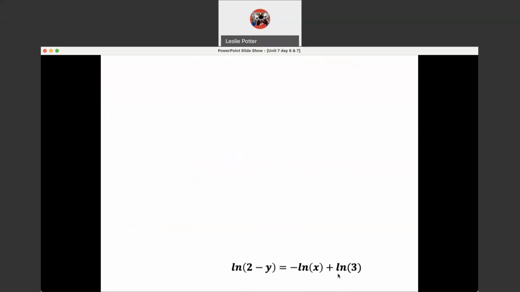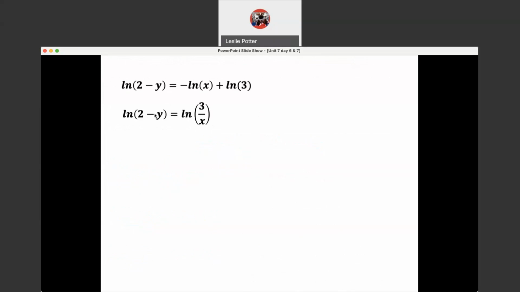Okay, so I'm going to start a new screen here. The first thing we're going to do is leave this alone, but remember this property from the beginning of the video, right? I have ln3 minus lnx. Wherever the minus sign is, that's the thing that goes in the denominator. So this is ln3 over x.